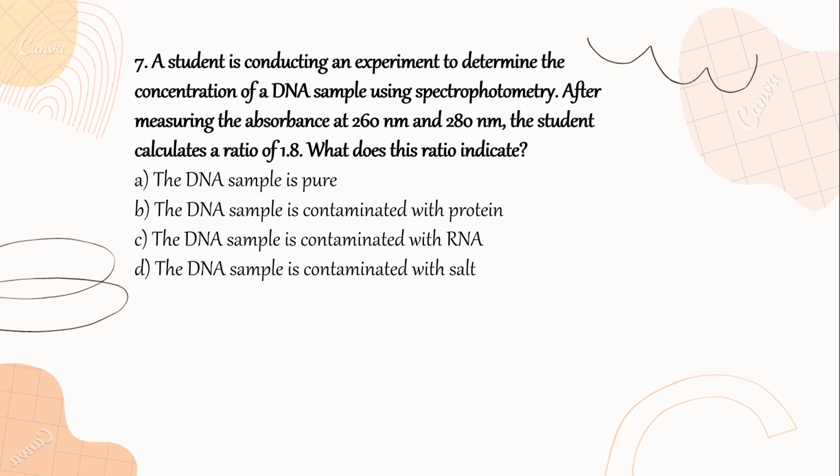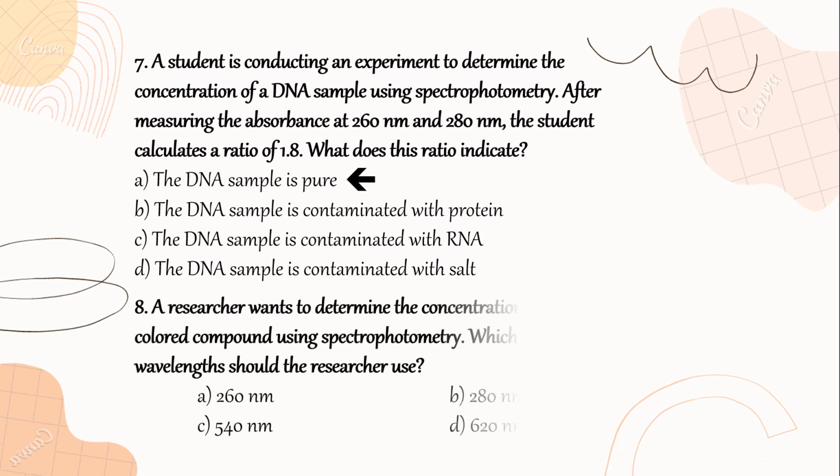Number 7. A student is conducting an experiment to determine the concentration of a DNA sample using spectrophotometry. After measuring the absorbance at 260 nanometer and 280 nanometer, the student calculates a ratio of 1.8. What does this ratio indicate? A. The DNA sample is pure. B. The DNA sample is contaminated with protein. C. The DNA sample is contaminated with RNA. D. The DNA sample is contaminated with salt. So the correct answer is A. The DNA sample is pure.